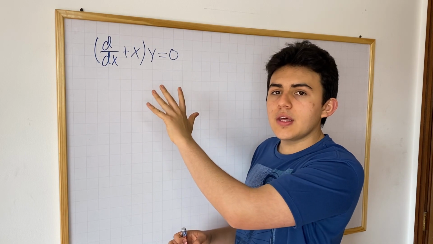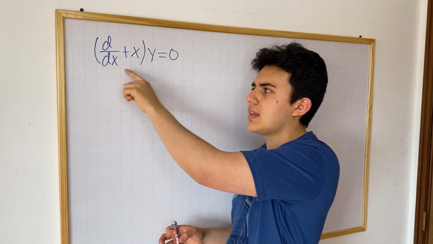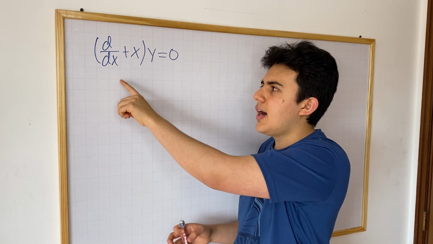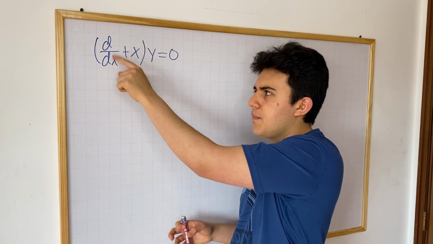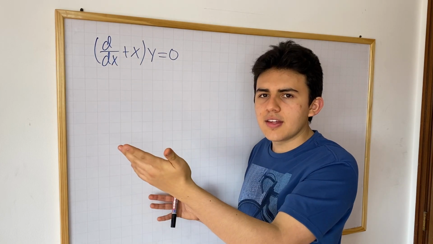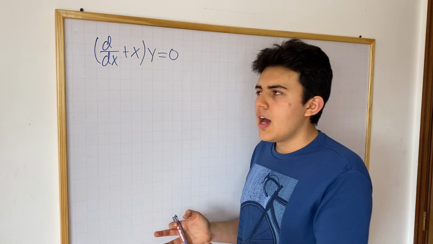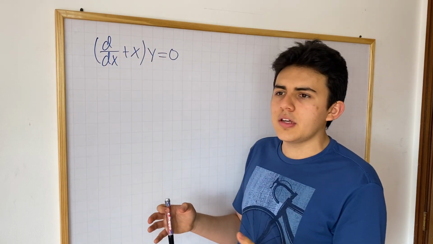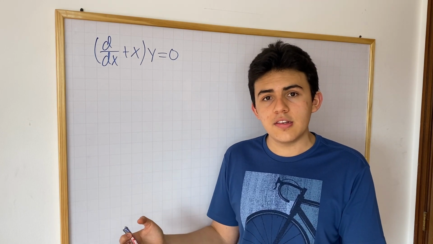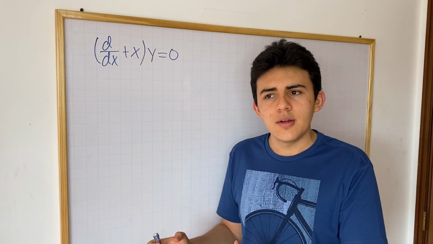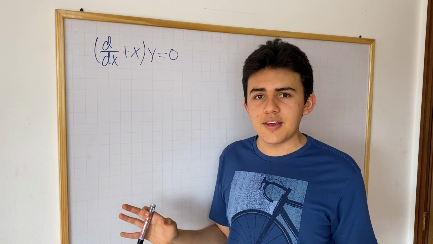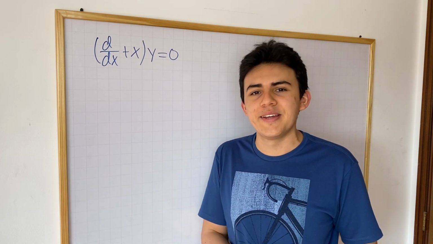Before we do that, I know you're probably wondering what this notation is. I know it looks pretty fancy, d over dx plus x. This is just something called the annihilation operator in quantum mechanics. In quantum mechanics, this operator basically lowers the number of particles in a system in a given state. I don't know pretty much anything about quantum mechanics. I just read that on Wikipedia.